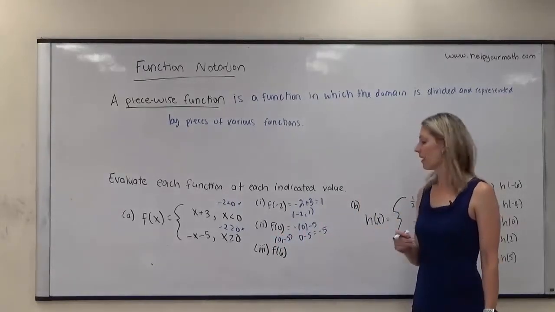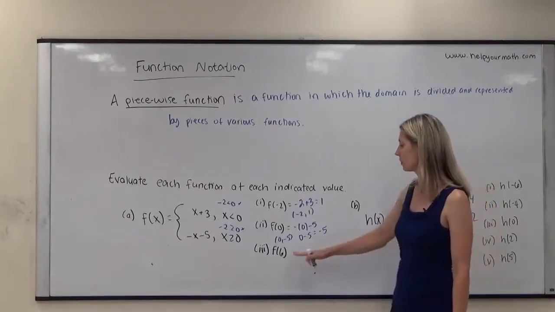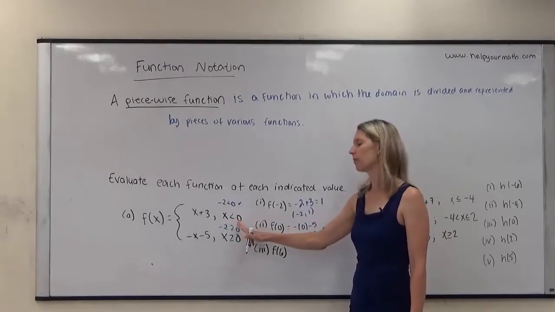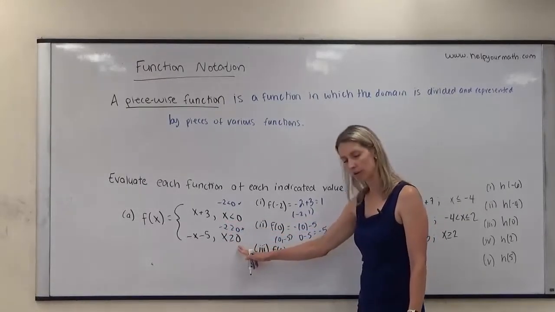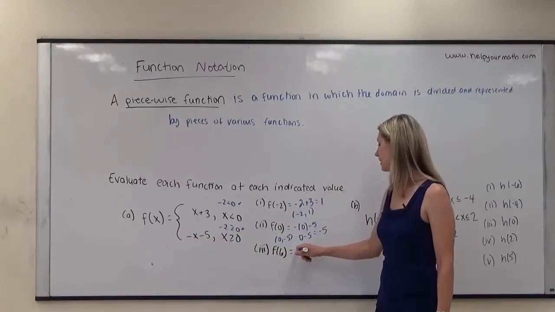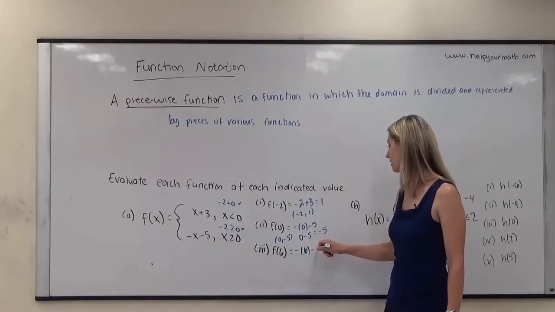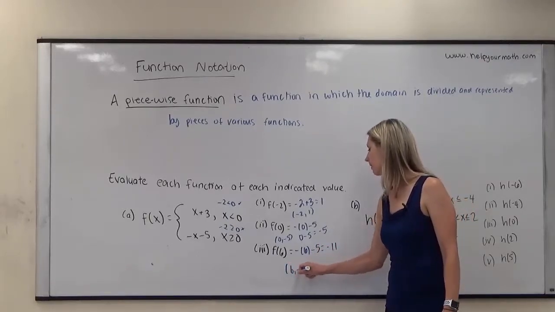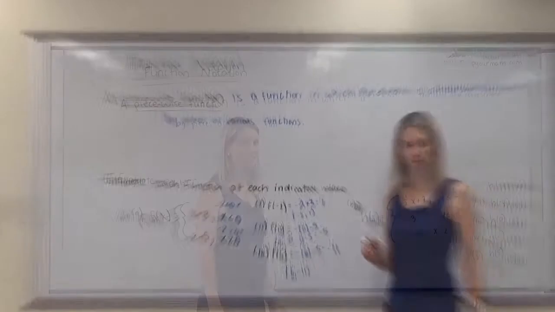Then lastly, we want to evaluate the function at 6. So again, we decide where does 6 belong, which piece. Is 6 less than 0? No. Is 6 greater than or equal to 0? Yes, it is. So we only plug in 6 to the bottom piece. That would be negative 6 minus 5, which would be negative 11, or the ordered pair 6, negative 11.